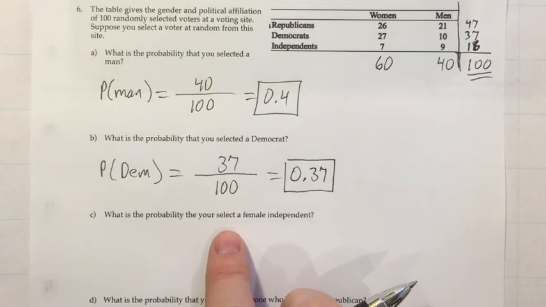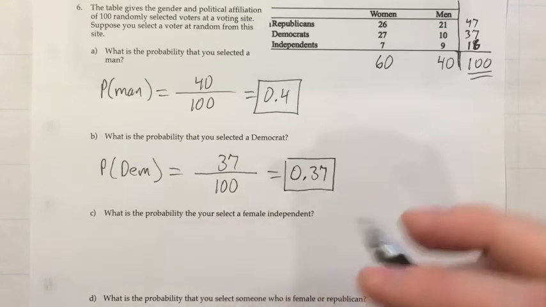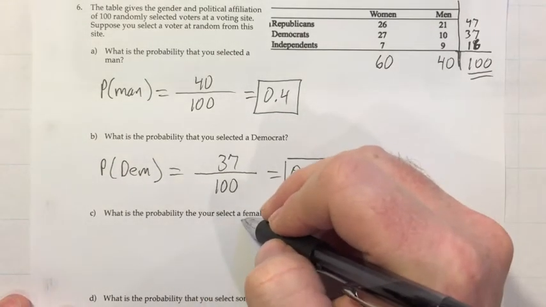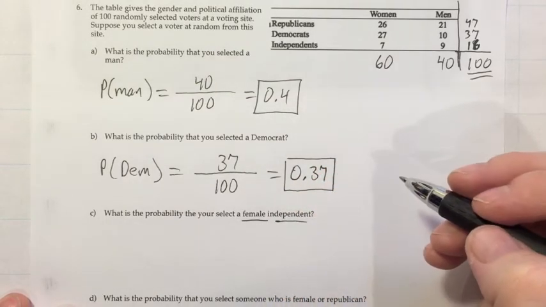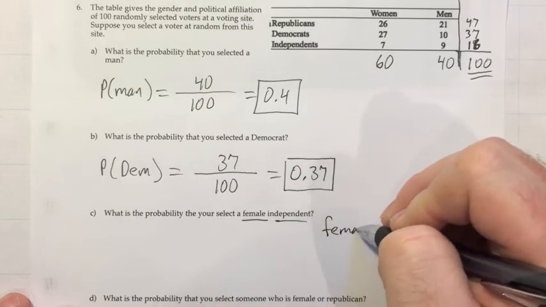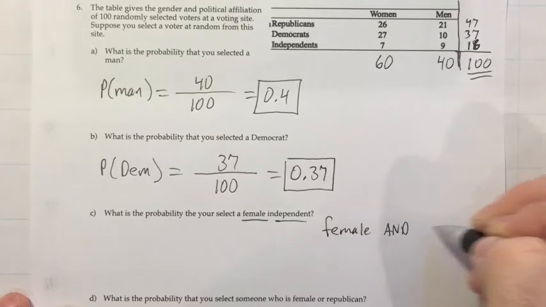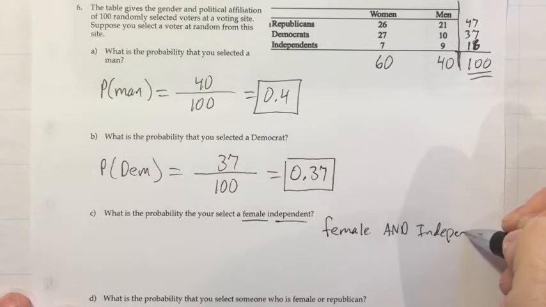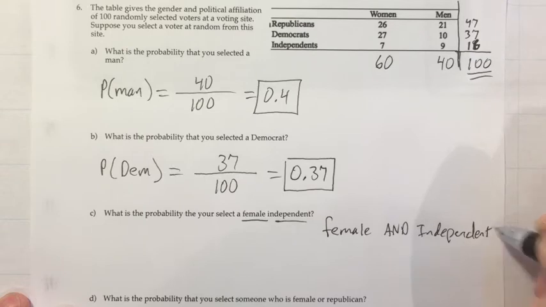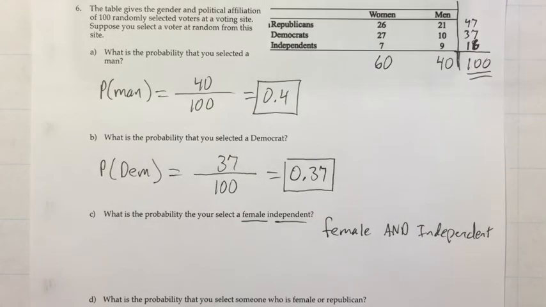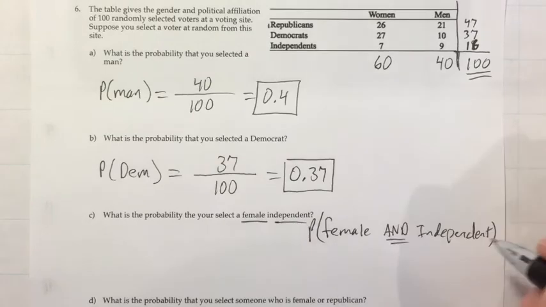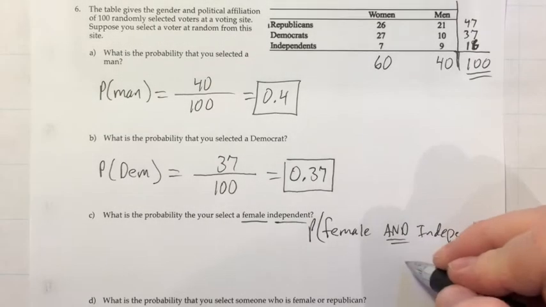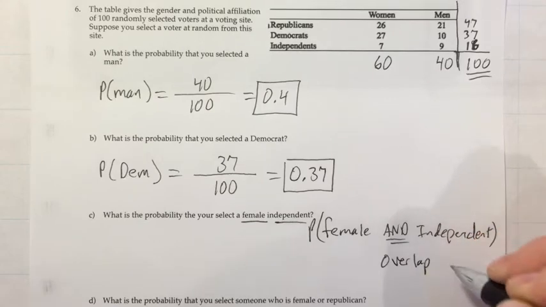And then let's start looking at some other types. Let's see, what's the probability that you select a female independent? So they didn't really say this, but when they say female independent, that's saying that the person has both traits. So they're really saying that it's a female and she's registered as an independent. So they didn't use the word and, but it's really part of that. When you say it's a female independent, you're saying it's both traits, and that's what an and does. So that's what we're really after, probability that it's a female and she's an independent. So we're looking for overlap, because that's how we do and questions.